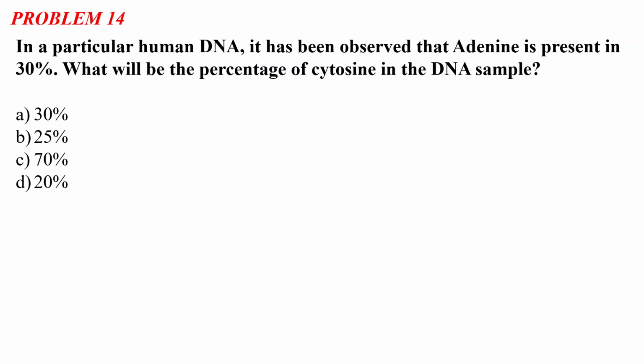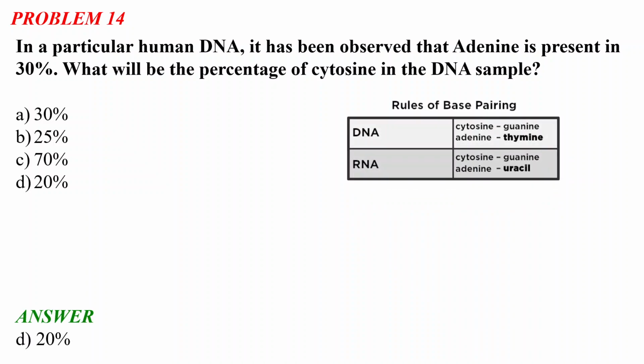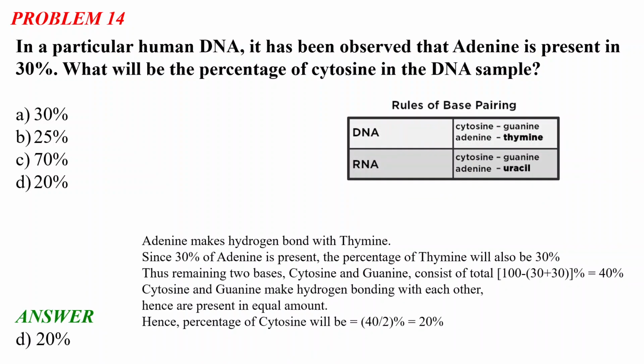Since adenine is 30% and adenine binds with thymine in the DNA, if 30% adenine is present, the percentage of thymine will also be 30%. So, total adenine and thymine take up 60%. Now, the remaining 40% is taken by the cytosine and the guanine, and each of them will have 20% of the DNA sample.